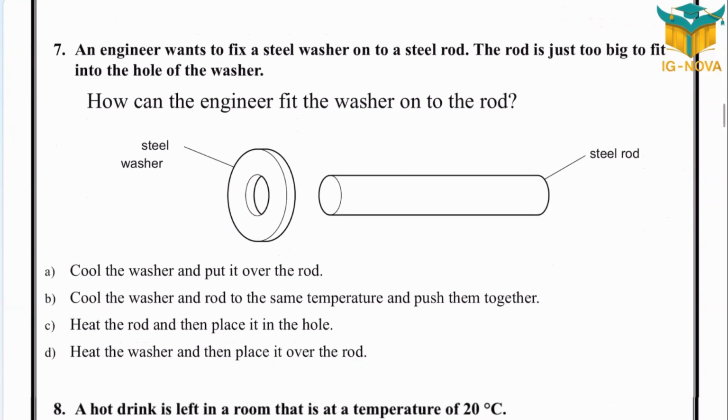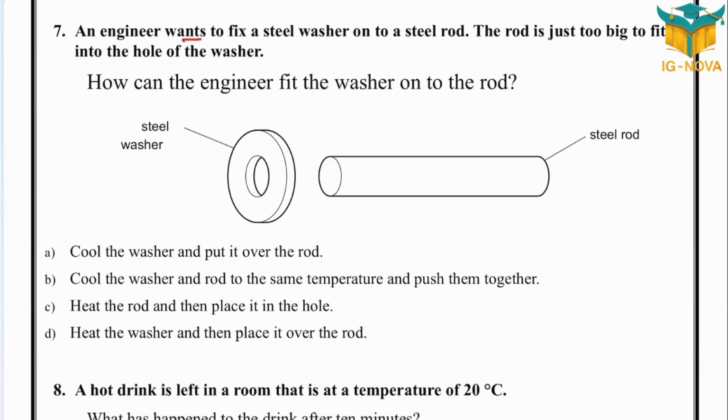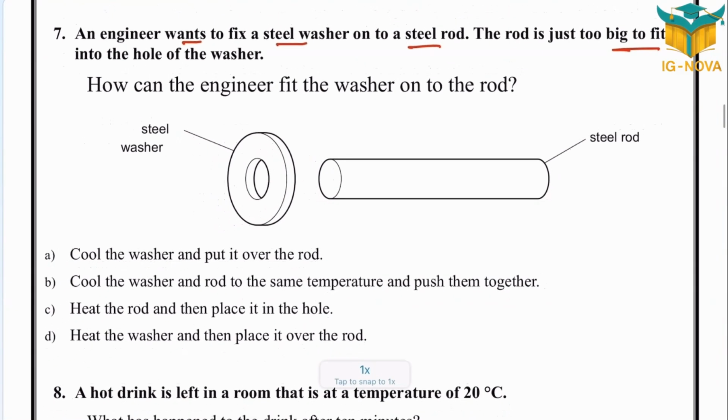Question 7. An engineer wants to fix a steel washer on a steel rod. The rod is just too big to fit into the hole of the washer. How can the engineer fit the washer on the rod? You need here to fix this rod and this washer. So what's going to happen, or what can he do?